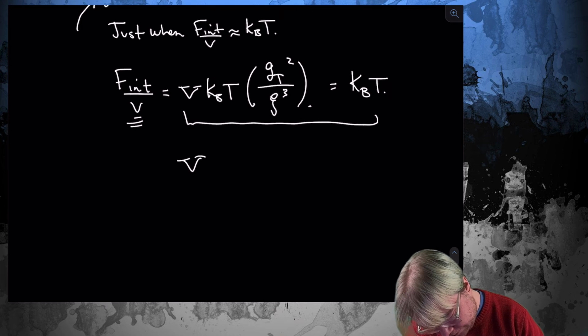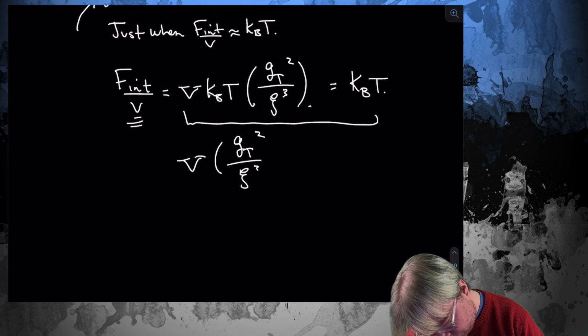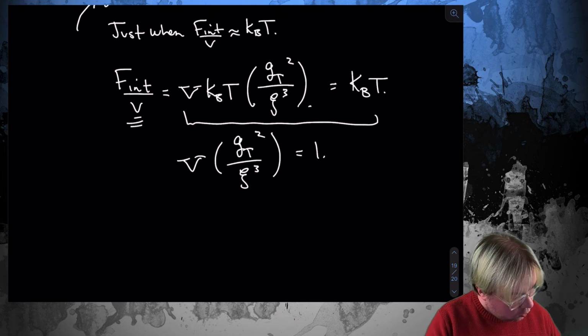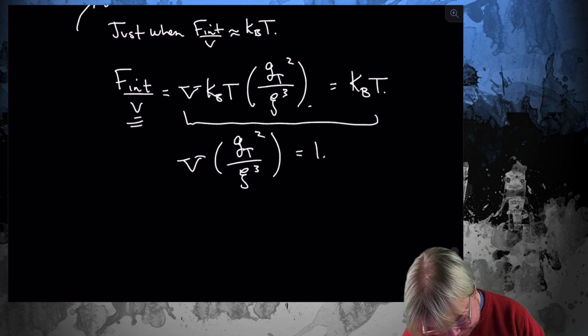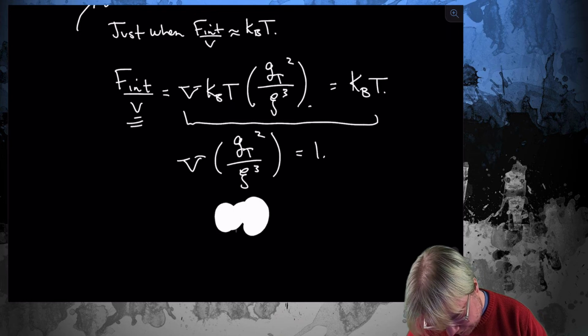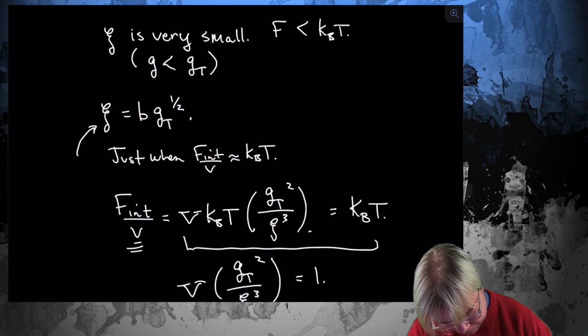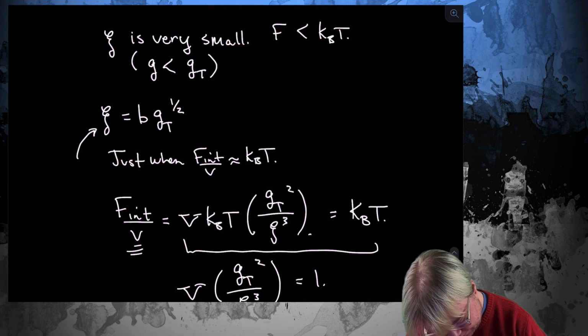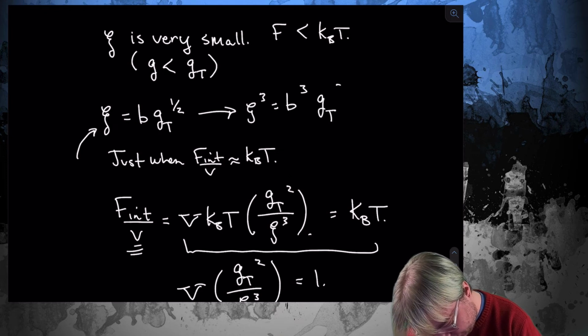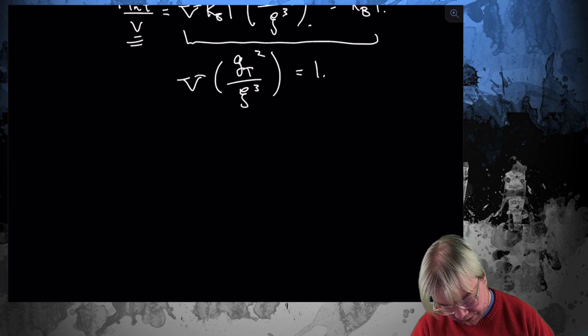So I get V times GT squared over that cubed is equal to 1. Or the point that I'm trying to get at here is that I can solve for GT. If I plug in, let me just do that. I don't want to skip a step here. I know the size, so this means that the size cubed will be B cubed GT to the 3/2. So I can plug that in here.